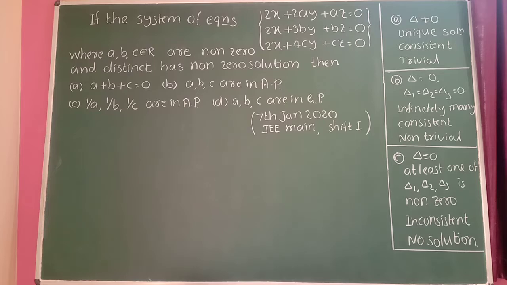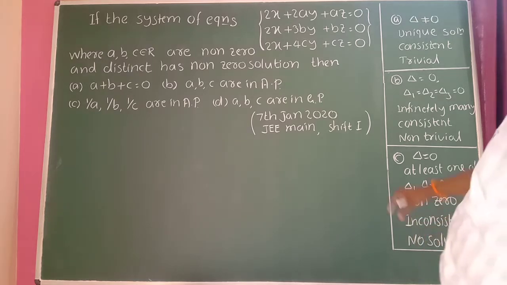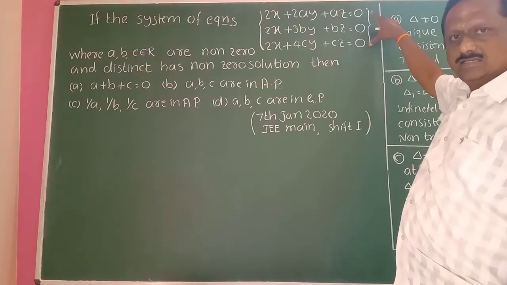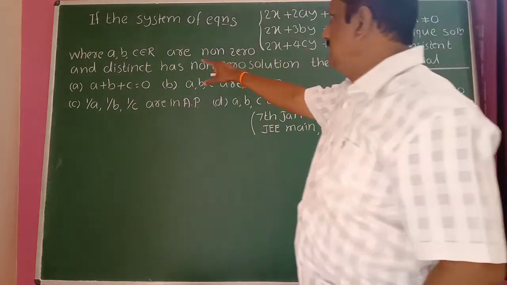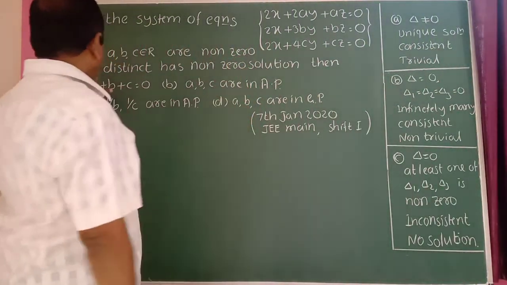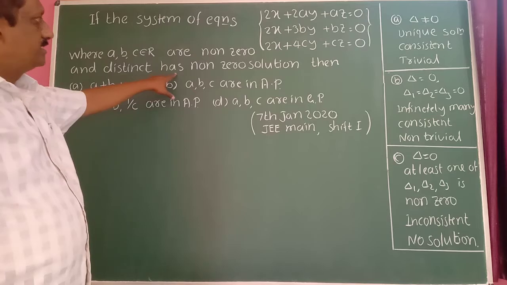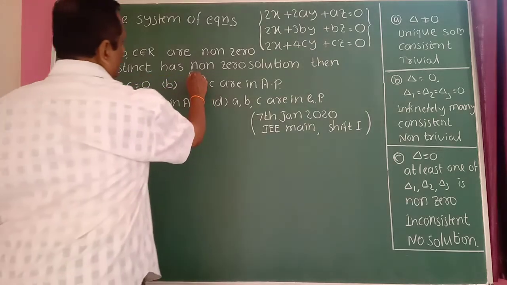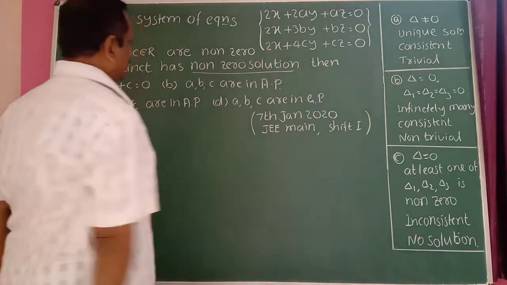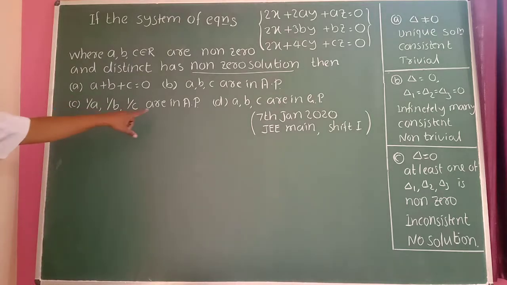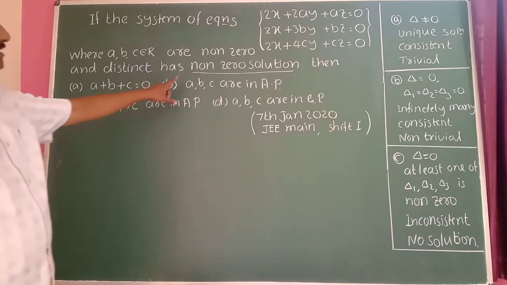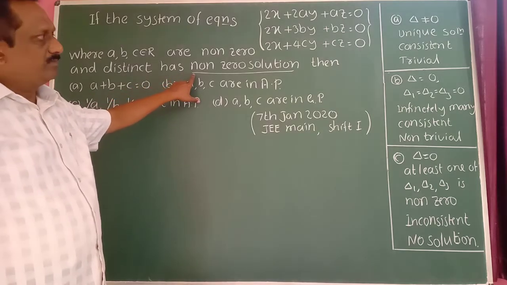Second example: if the system of equations given here, where a, b, c are non-zero and distinct, has a non-zero solution, then which is the correct option here? Four options are there. Which is the correct option? So here it has a non-zero solution.